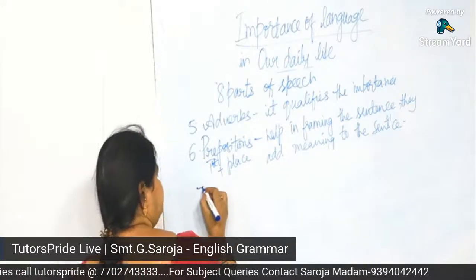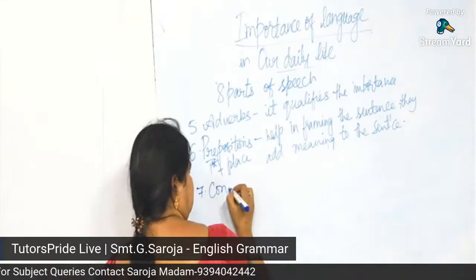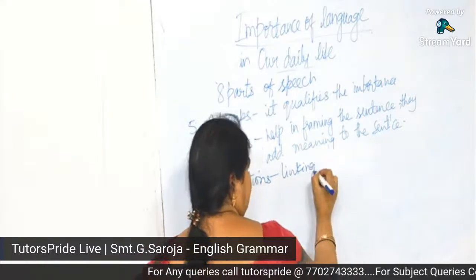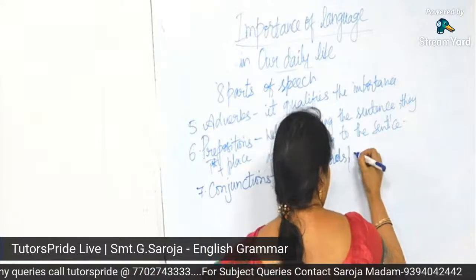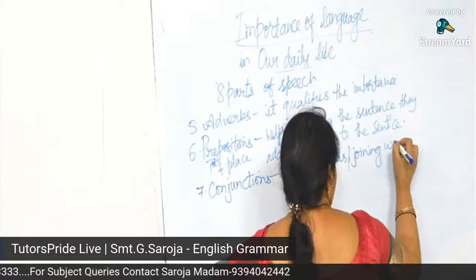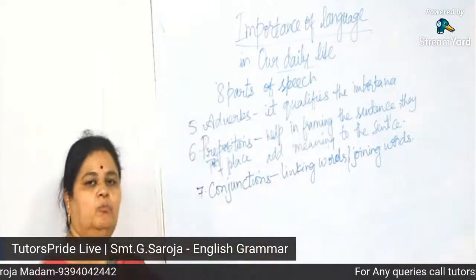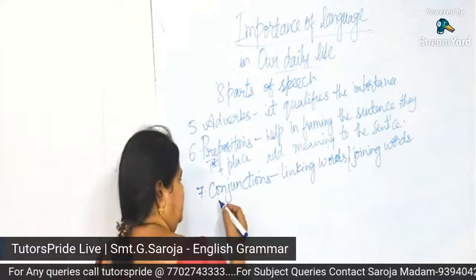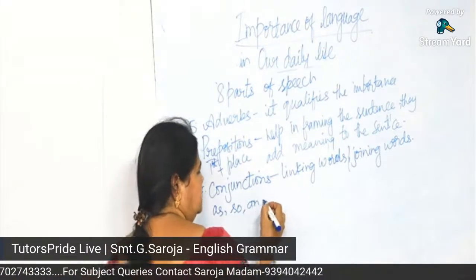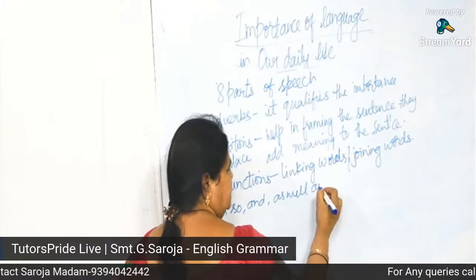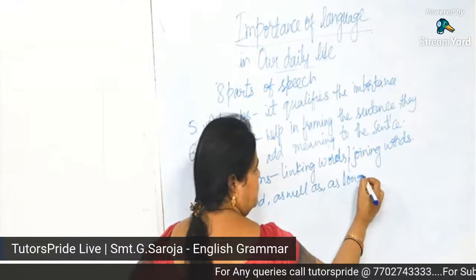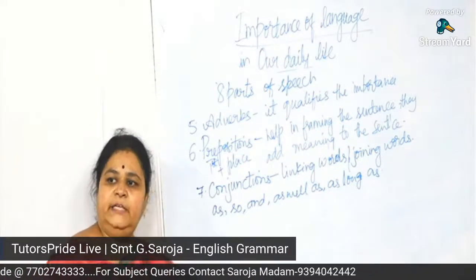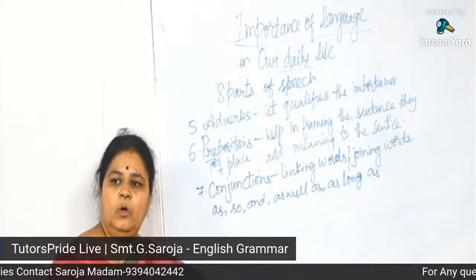And next, conjunctions. Conjunctions means connecting things, linking words, or joining words. They connect sentences from one side to another. Now, what are these linking words? We will see as, so, and, as well as, as long as, etc.